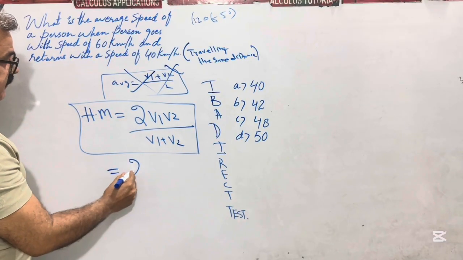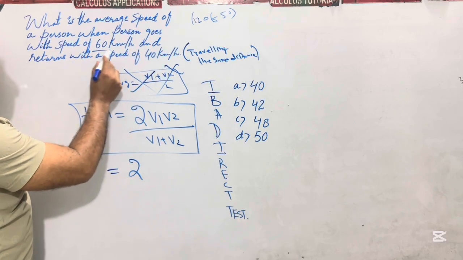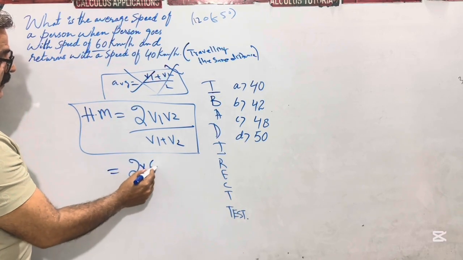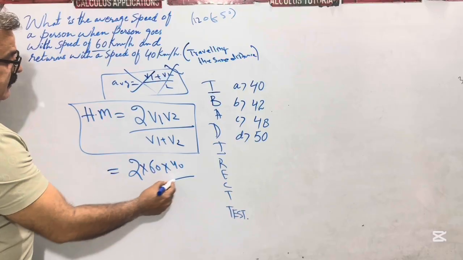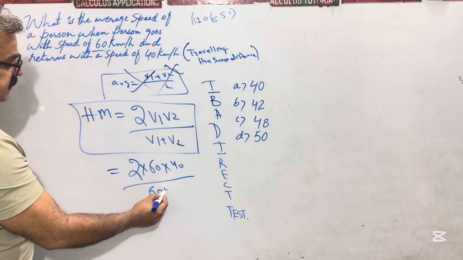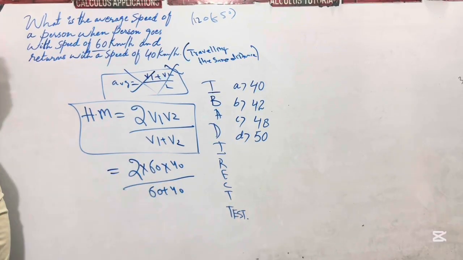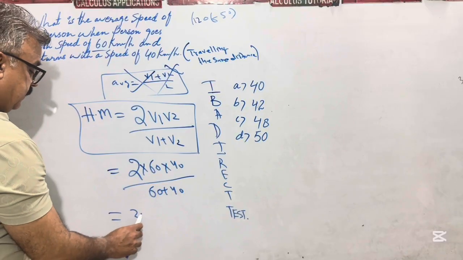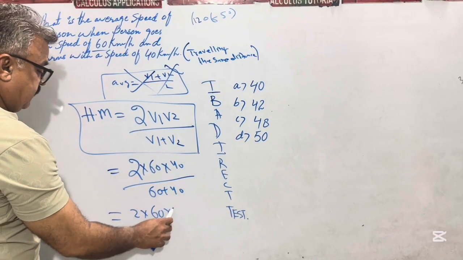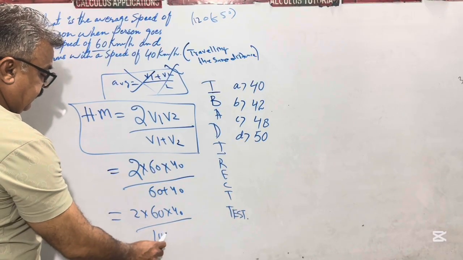That is 2 times V1, which is given to us as 60, and V2, which is also given to us as 40, upon the sum of the velocities, 60 plus 40. It is going to be our answer. This one: 2 times 60 into 40 over 100.